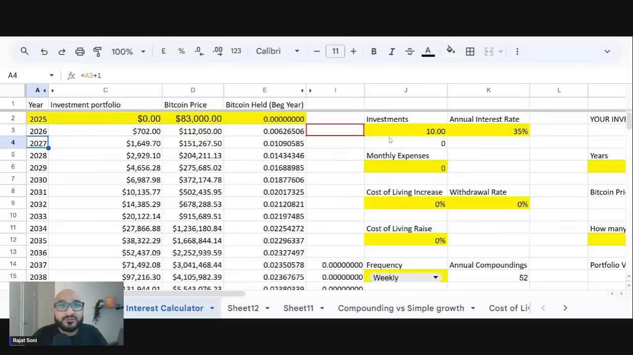It seems like a completely different concept that has nothing to do with Bitcoin. It seems like a business concept. Why would something like a business concept apply to Bitcoin? And I'm going to explain it to you with this spreadsheet here.